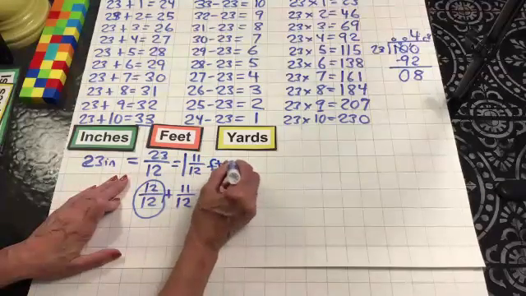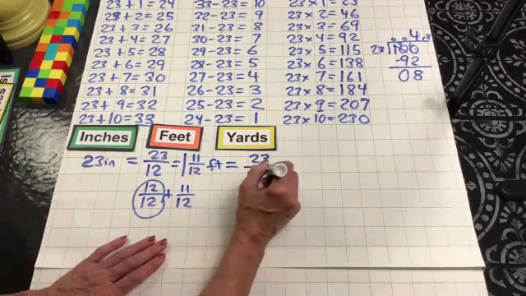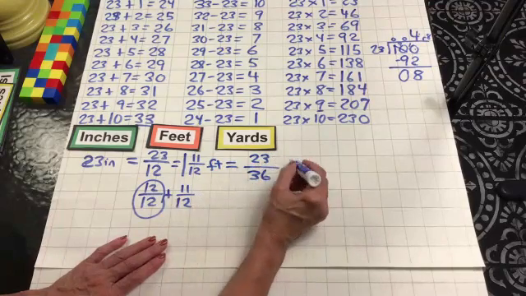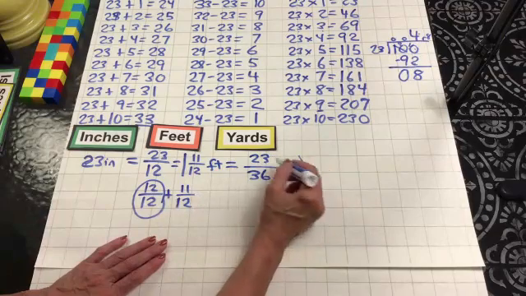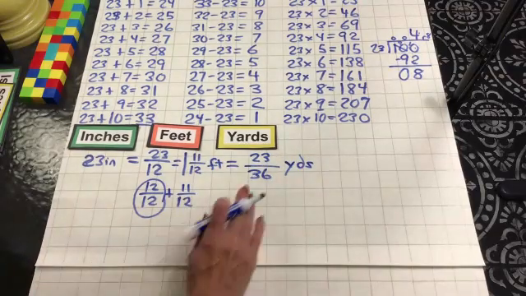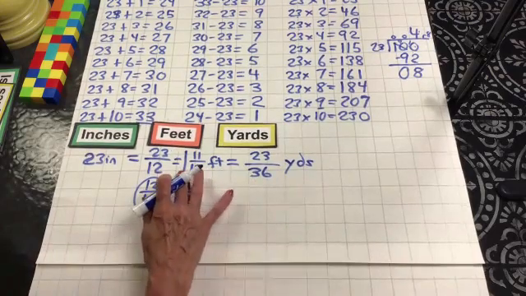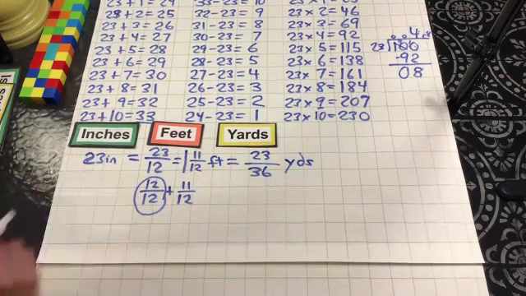feet. Now we're going to convert into yards. So we have 23 inches. It takes 36 to make a yard. So we have 23 out of 36. So we have a partial yard. We have 1 whole foot and a partial foot, 23 inches.